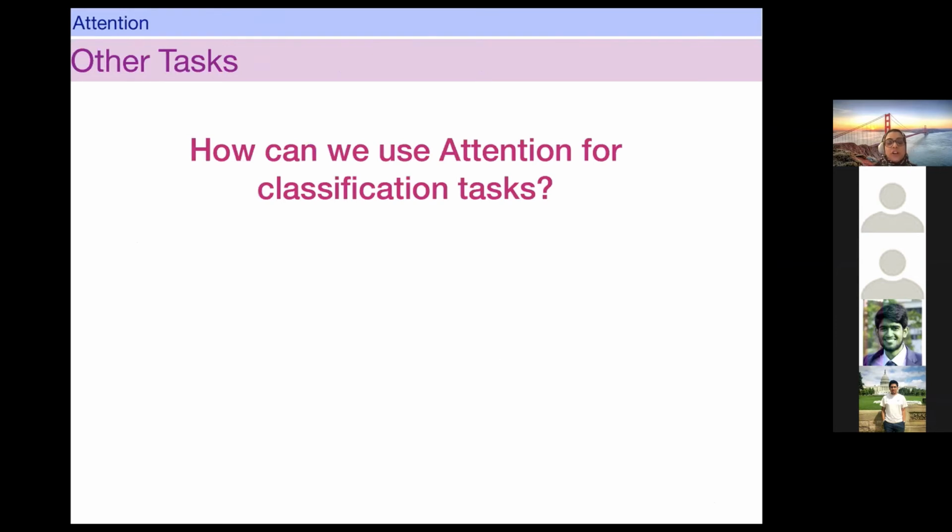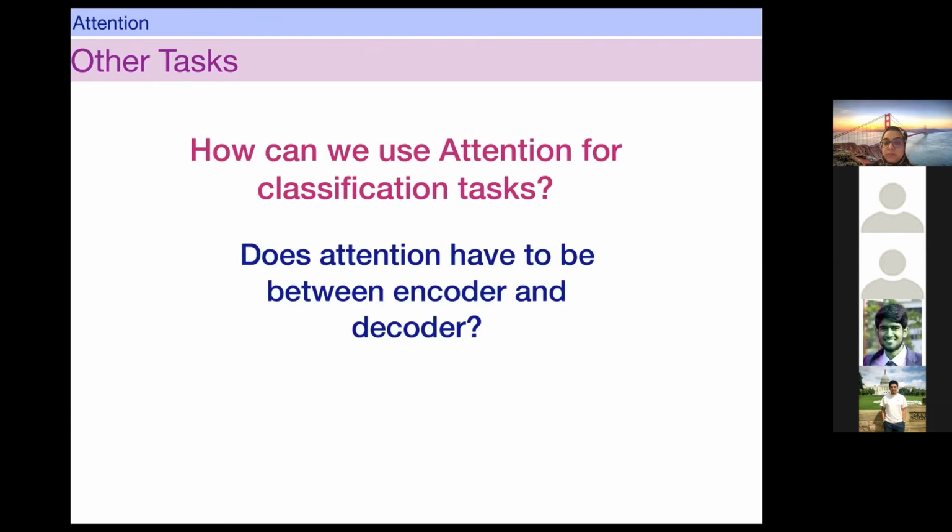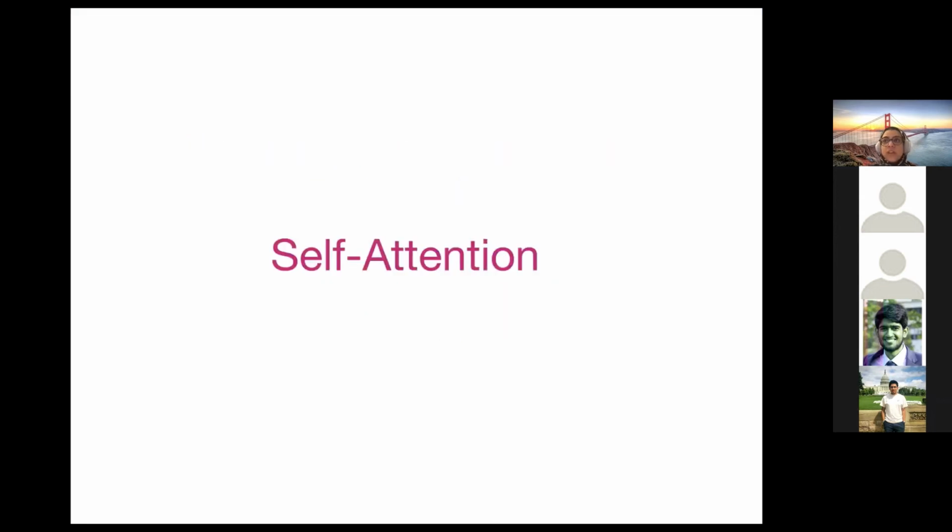Okay. So what if we're not doing machine translation? What if we're just doing classification? Can we use these attention mechanisms, or does this attention have to be between an encoder and decoder? Given that question, people started thinking about self-attention. And what self-attention means is that instead of looking at the encoder, we're going to look at basically our values.